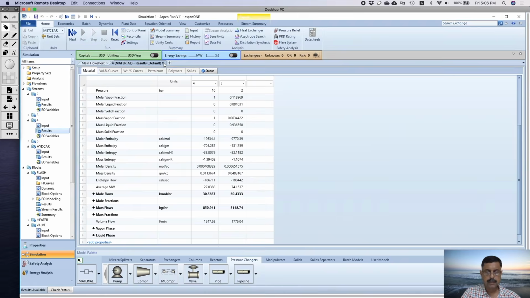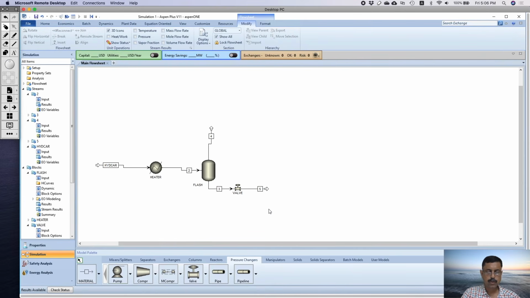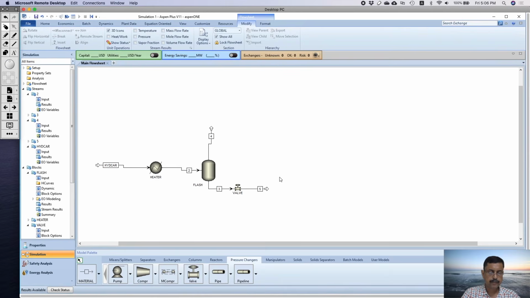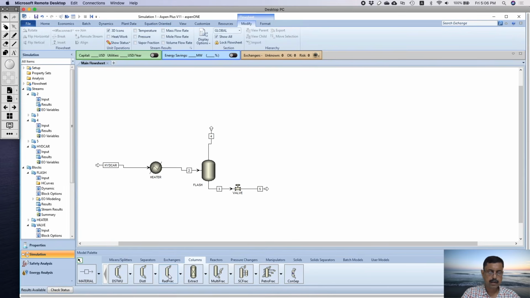Now this is going to the column. Now here we will have a rigorous calculation of distillation. So for rigorous calculation we will use a column with RadFrac. It is for rigorous 2 or 3 phase fractionation in distillation column, single column. So we choose RadFrac.